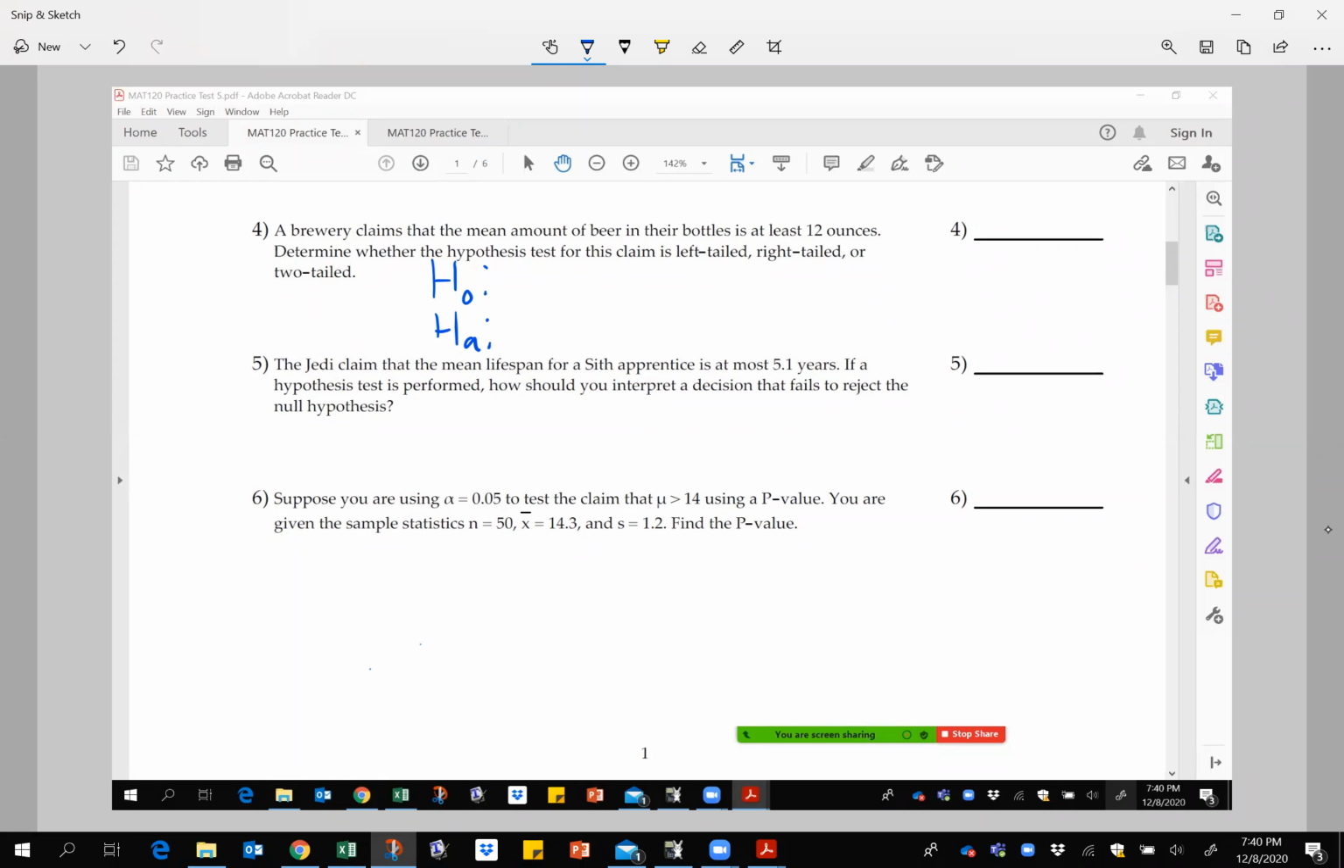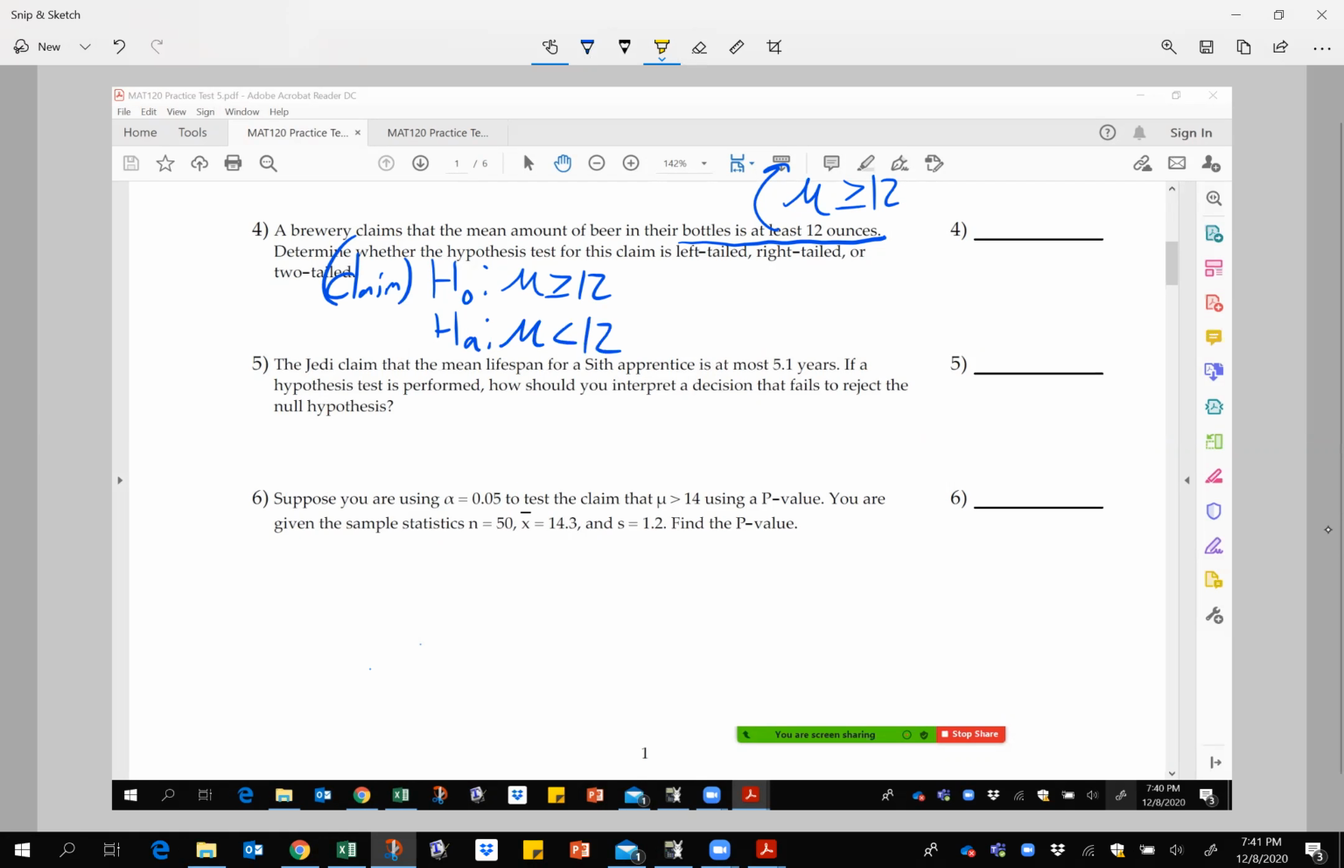The claim is that the average amount is at least 12 ounces. At least means that much or more. So that would be translating to the mean is greater than or equal to 12, because at least means that much or more. We don't need it for this problem, but that was what was stated in the context. So that's going to be our claim. The alternative hypothesis is simply the opposite of this. The opposite of greater than or equal to would be strictly less than.